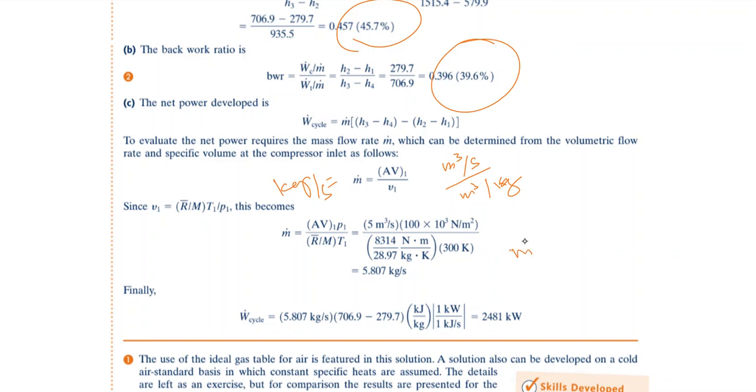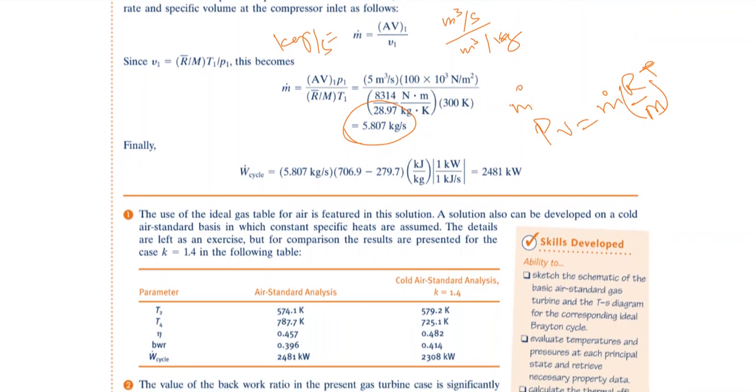So m dot would be equal to, using the ideal gas equation, PV is equal to mRT, where the R is the universal R. If you are looking for the specific R, you need to divide by the molar mass. So PV would be equal to mRT. Using the same equation, volume would be equal to AV multiplied by P1 and divided by R by m into T. Using this equation, you can find the mass, which is 5.807 kilojoule per kg, and using the above formula, the work done in a cycle would be equal to 2481 kilowatt.